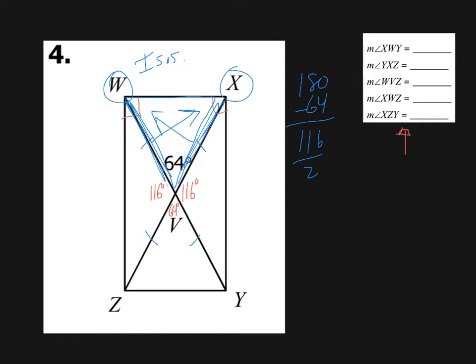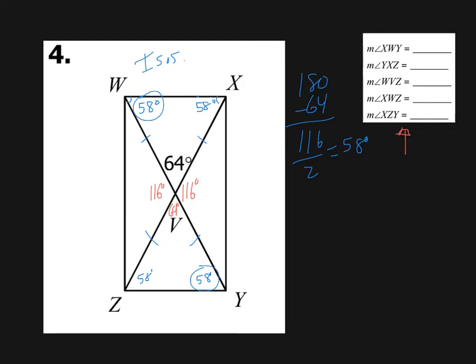So when I divide that by 2, I'm going to get 58 degrees. So let's just clean this up a little bit. These base angles are going to be congruent. And then we have an identical triangle down here, so this is also going to be 58 and 58. And this 58 and this 58 are alternate interior angles, so they're the same. And this 58 and this 58 are alternate interior angles, and they're the same.